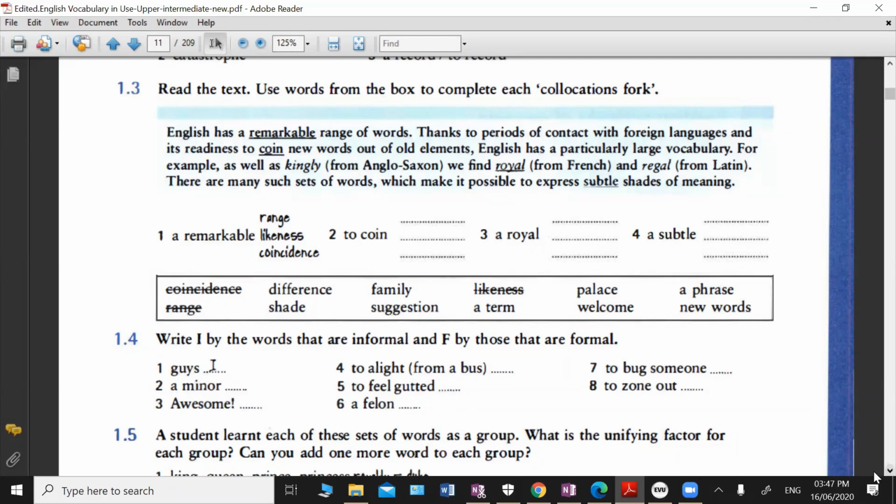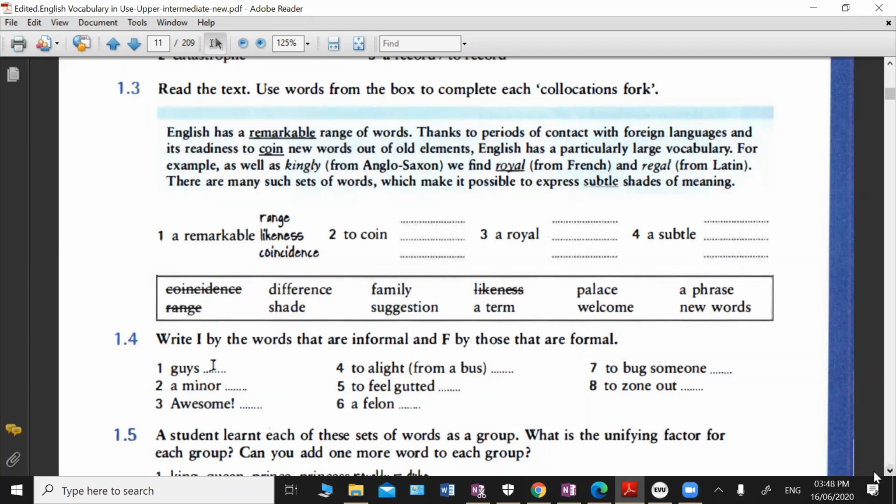Number 2, to coin. It says its readiness to coin new words. Coin new words means to make new words, to create new words, to design something. That is called to coin. Coin is not about something like a penny or a dollar. That is a coin. This is to coin. It's used as a verb, to create something, to make something, to design something.